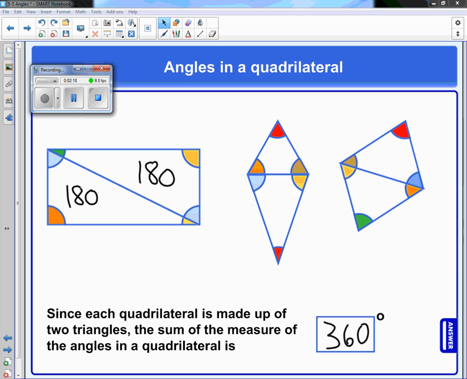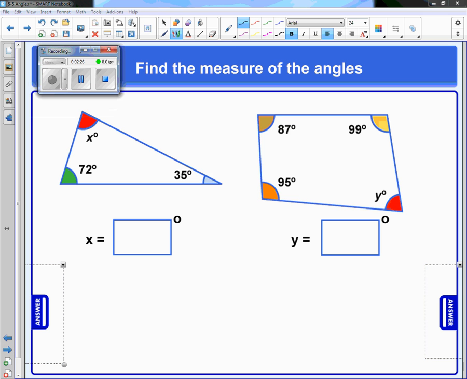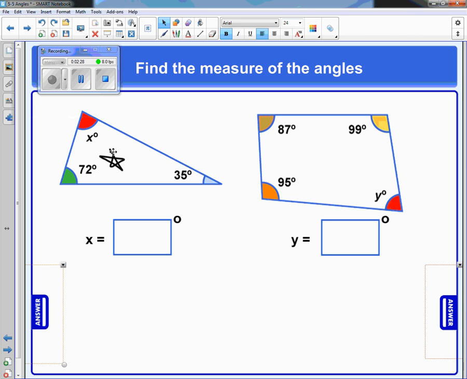Okay. Let's go on to the next part. We want you to go ahead and draw this triangle on your notes. As you can see, we have two angles listed here. They tell us that one angle is 72 degrees and the other one is 35 degrees. What kind of angles are those? Acute. What is obtuse? Larger than 90.